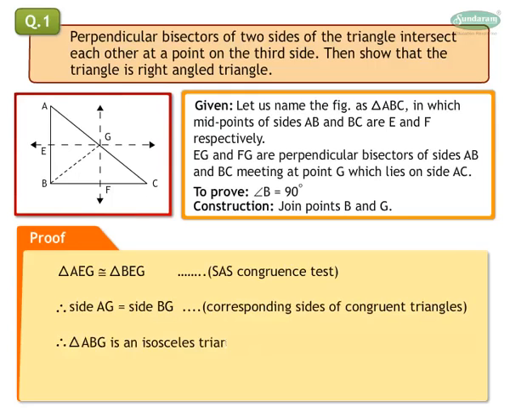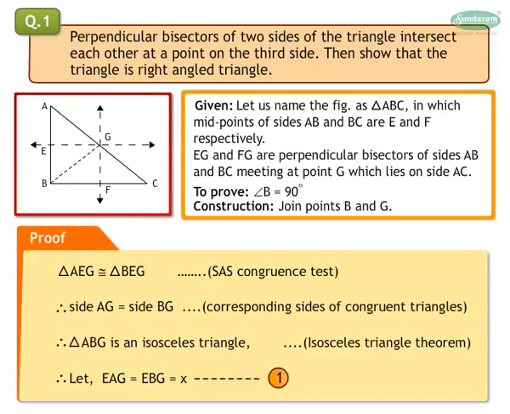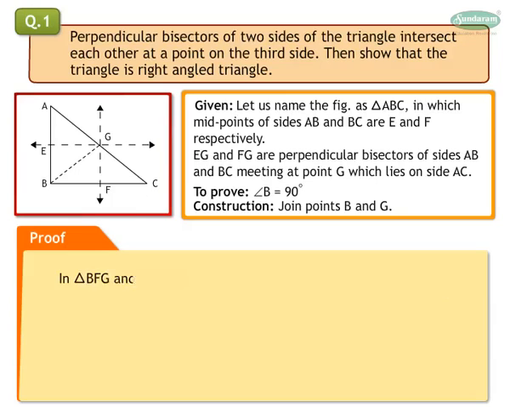It means triangle ABG is an isosceles triangle by the isosceles triangle theorem. So, let angle EAG is equal to angle EBG is equal to, say, X. Let us consider it as statement 1. Similarly, in triangle BFG and triangle CFG, side BF is equal to side CF.